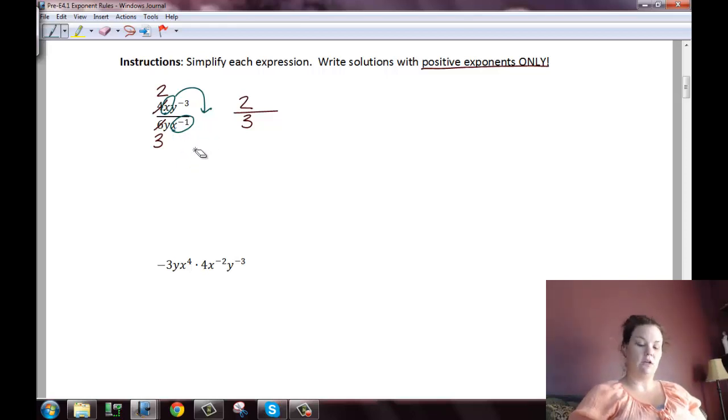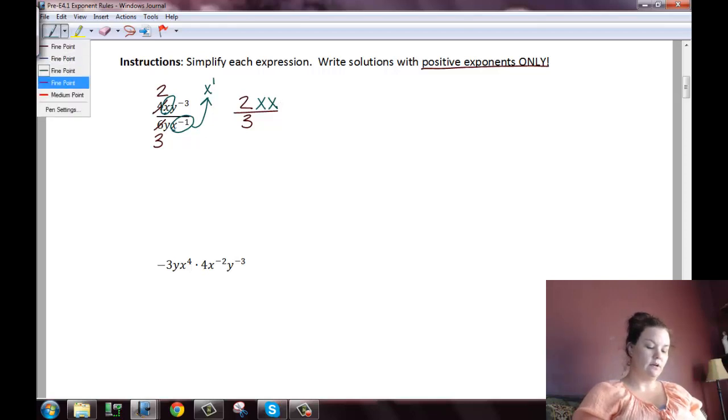So I really don't want to be left with a negative. So instead of moving the top one down, I'm going to move this bottom one up. Because if I move the bottom one up, then I end up with x to the +1. Okay? So I have the x to the +1 that's already there. When I move the x from the denominator up, it becomes x to the +1. And then I can combine those.